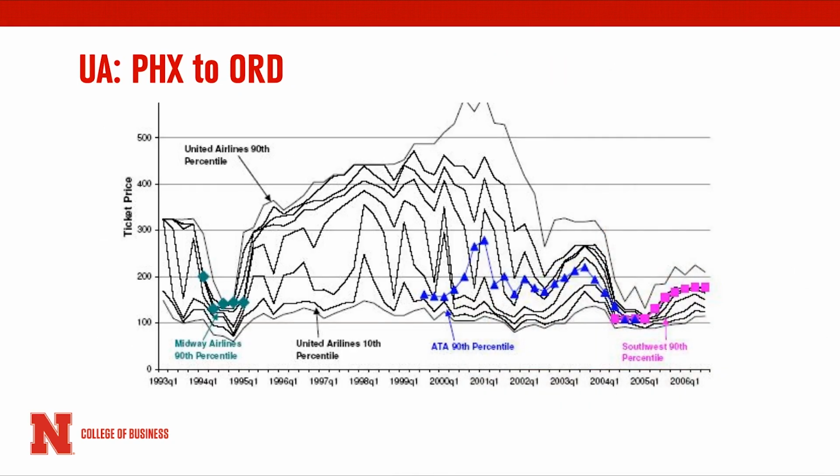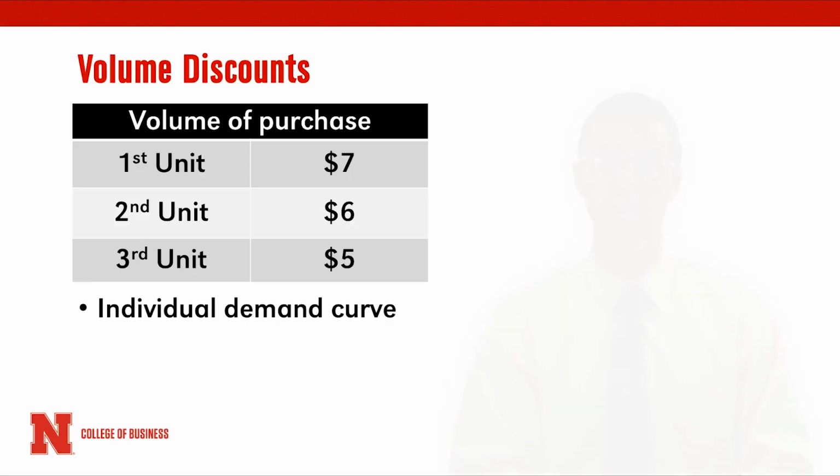In this example, this is a time series of a number of different ticket prices. We can see that entry into the market by Midway Airlines and then by Southwest Airlines, so higher competition, actually reduced the spread of fares that United Airlines was able to charge on that particular route.